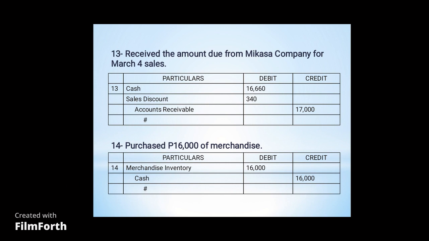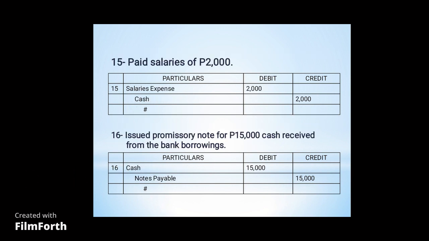13. Receive the amount due from Mikasa Company for March 4 sales. So debit, cash, sales discount, credit, accounts receivable for the settlement of accounts. Purchase 16,000 of merchandise. Debit, merchandise inventory, credit, cash. Paid salaries of 2,000. So debit, salaries expense, credit, cash.